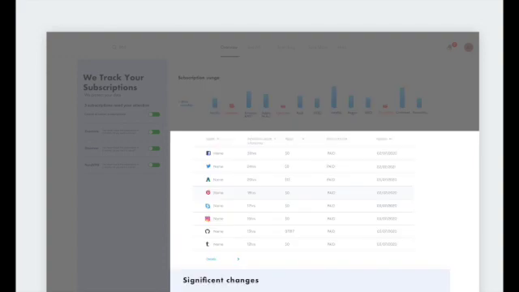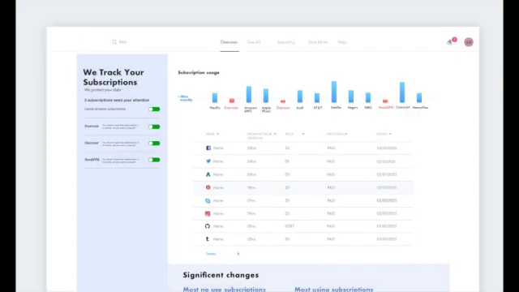We can scale the feature to include monthly and weekly views. Under the chart, you can also find more detailed information about your subscriptions. Finally, significant changes to your subscription usage data will be highlighted. I'm still thinking about bringing more valuable data out.